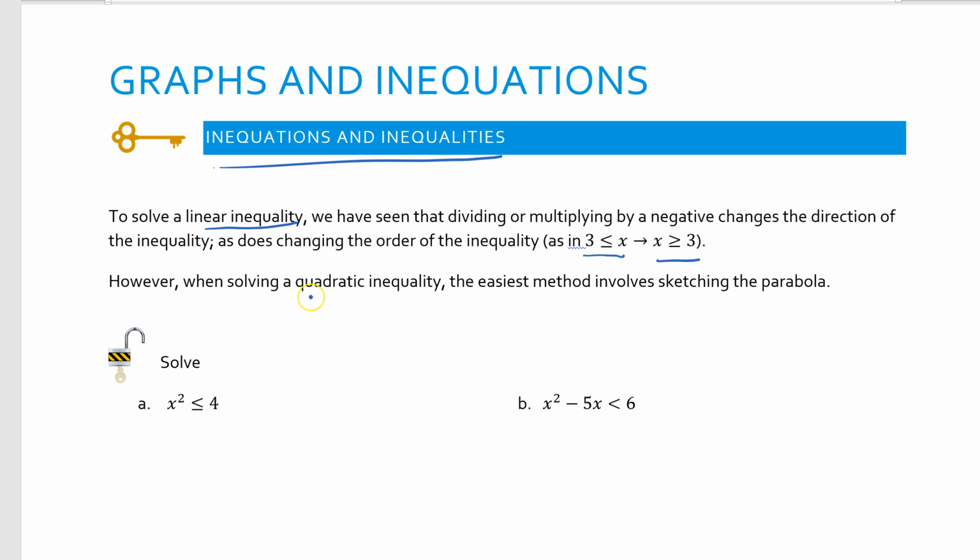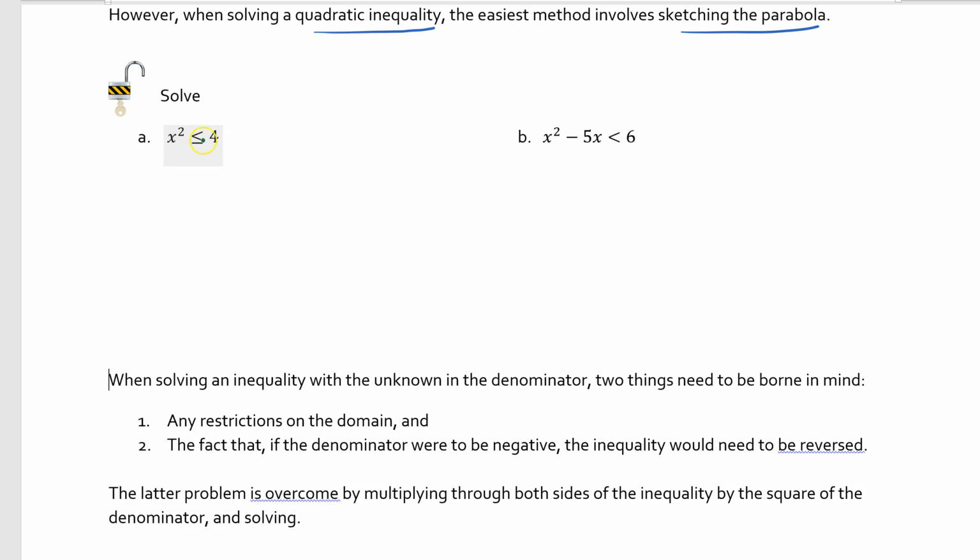However, if we're solving a quadratic inequality, the easiest method of doing this involves sketching the parabola. So we'll have a look at these two examples and see how this pans out. So for our first inequality here, x squared less than or equal to 4. Now you might be tempted to take the square root of both sides and you get x less than or equal to plus and minus 2, which doesn't make a lot of sense as written. So it's more useful if we rewrite this and bring our 4 across, make it x squared minus 4 less than or equal to 0.